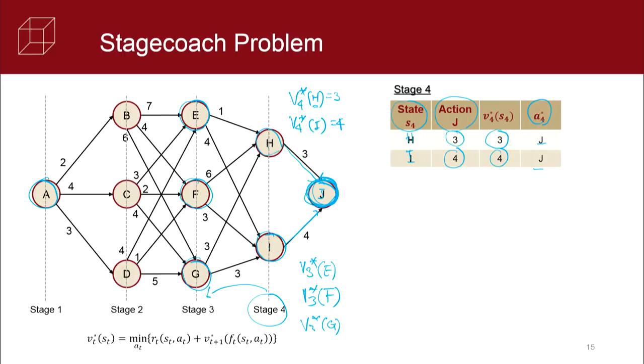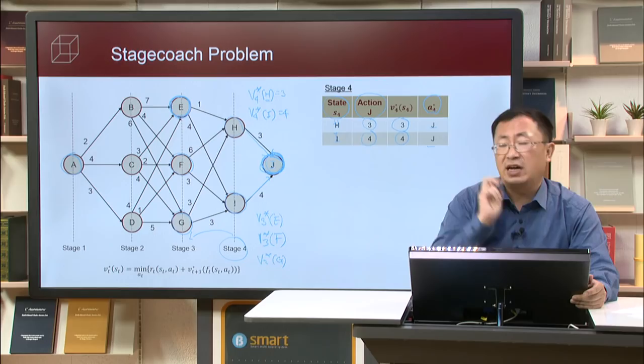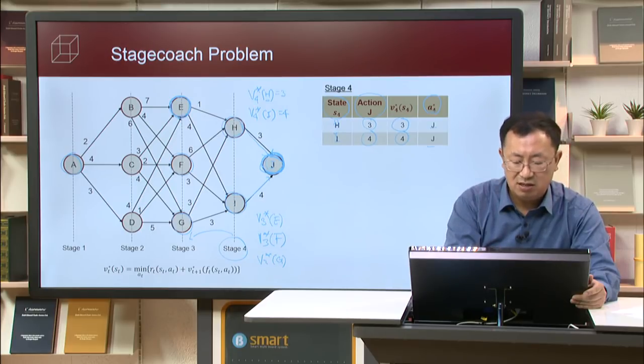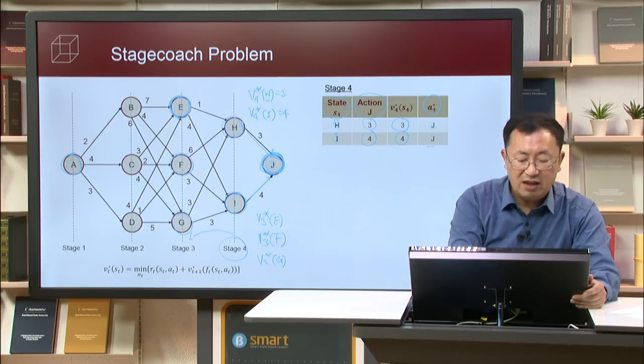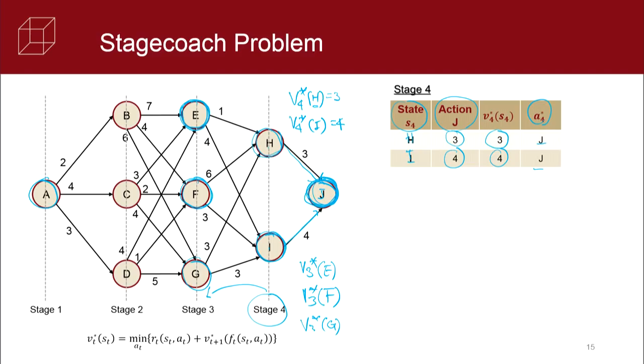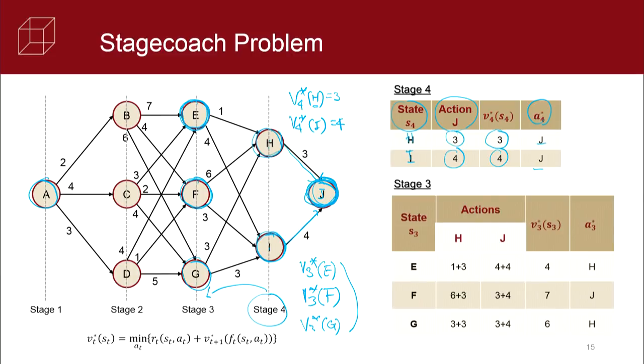If you can see here, for the current node E, you have two actions. You can go to either H or I. And for node F, you also only have two options to choose, either H or I. G is also the same, right? And how are we going to calculate the cost of these? So here is the illustration.